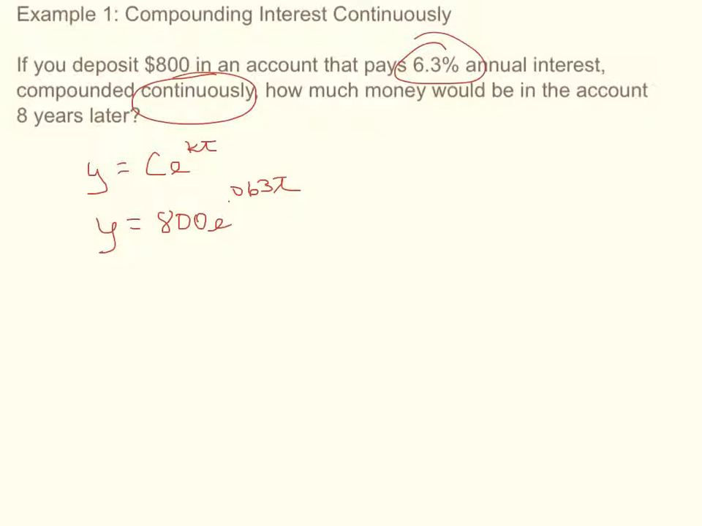And when we plug it into our calculator, our t is actually 8, because it said 8 years later. So this would be times 8. And when we do that, we would get y equals 1324.2634, but since we're dealing with money, we're going to stop at 2 decimal places. So if you deposit $800, if the account pays 6.3% annual interest compounded continuously, after 8 years you would have $1,324.26.